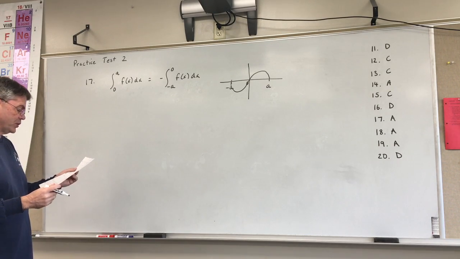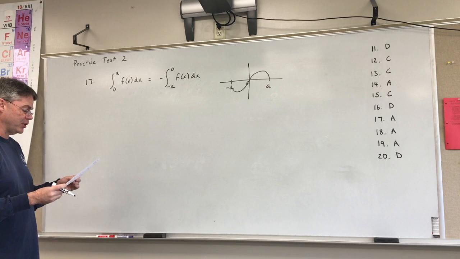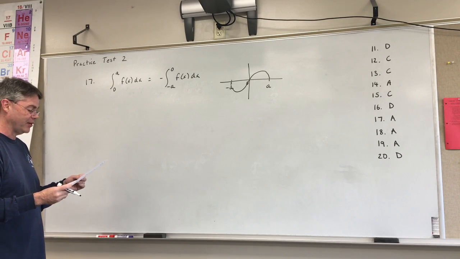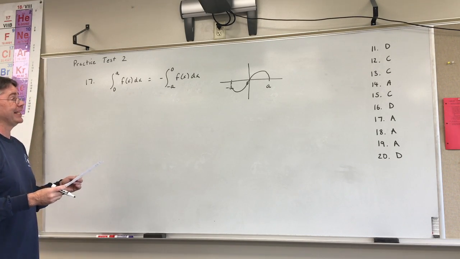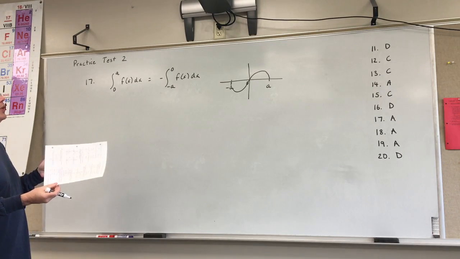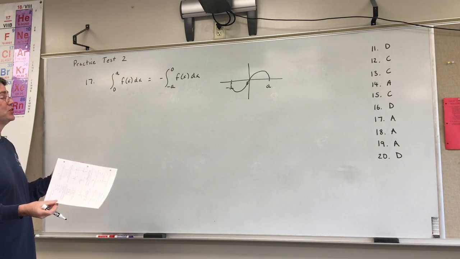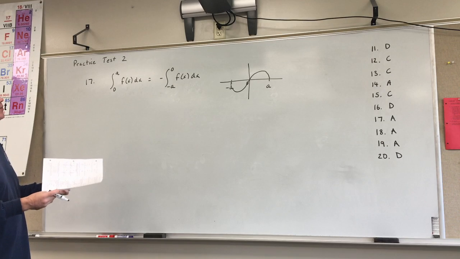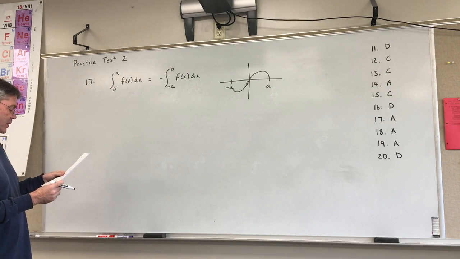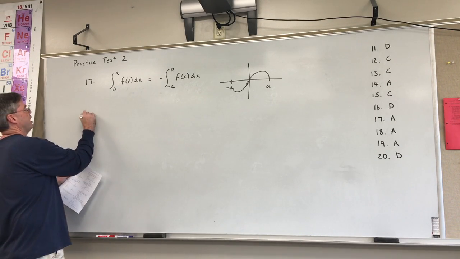All the others, the areas would be both positive or exactly the same, but this is the only one where you have a negative and a positive. It's the same value, but one is negative and one is positive. So that's it for 17.